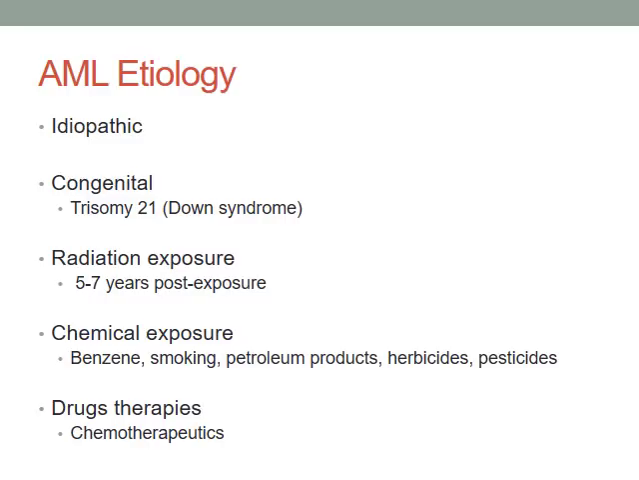Chemical exposures are also a significant risk factor for AML, specifically exposure to smoke, benzene exposure, and petroleum. But there's also concerns for exposures to pesticides and herbicides and implications of causing AML. Some drug therapies may also cause AML. This is specifically chemotherapeutics. So patients treated for one cancer end up with AML or this leukemia as an adverse effect of a treatment.